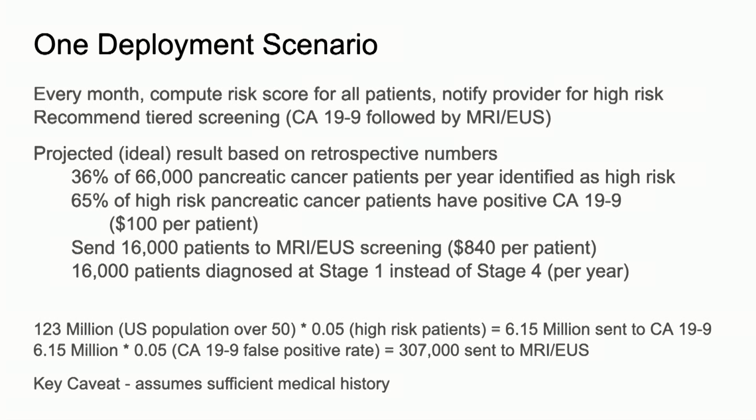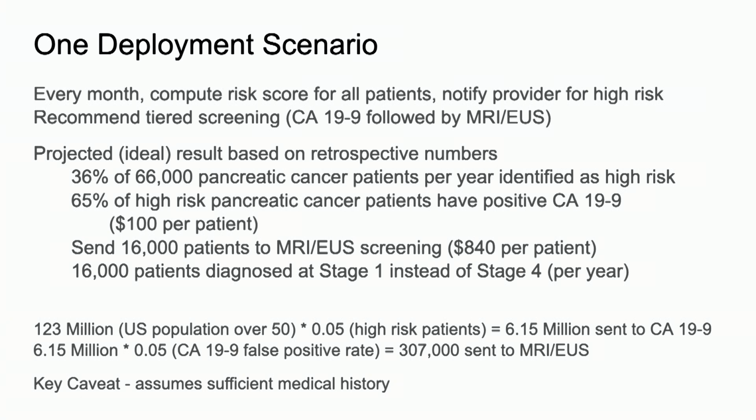The key numbers are that CA19-9, if you actually do have pancreatic cancer, 65% of the time it'll say so, the rest it won't. That costs $100 per patient, so it's relatively cheap. If you're positive on that, we then send you off to MRI or endoscopic ultrasound. That's $840 per patient. And with this, we expect to get 16,000 patients diagnosed at stage 1 instead of stage 4 per year, which we think is a pretty good result.